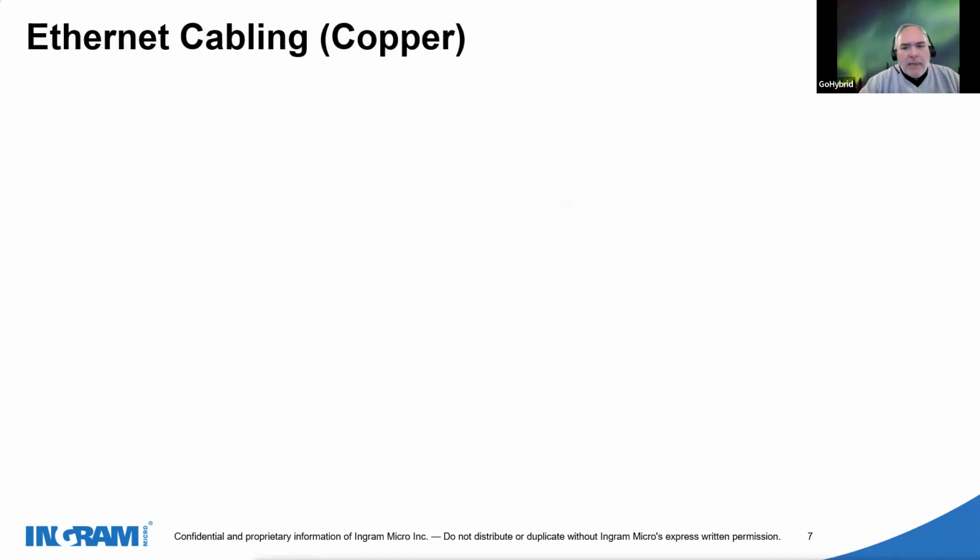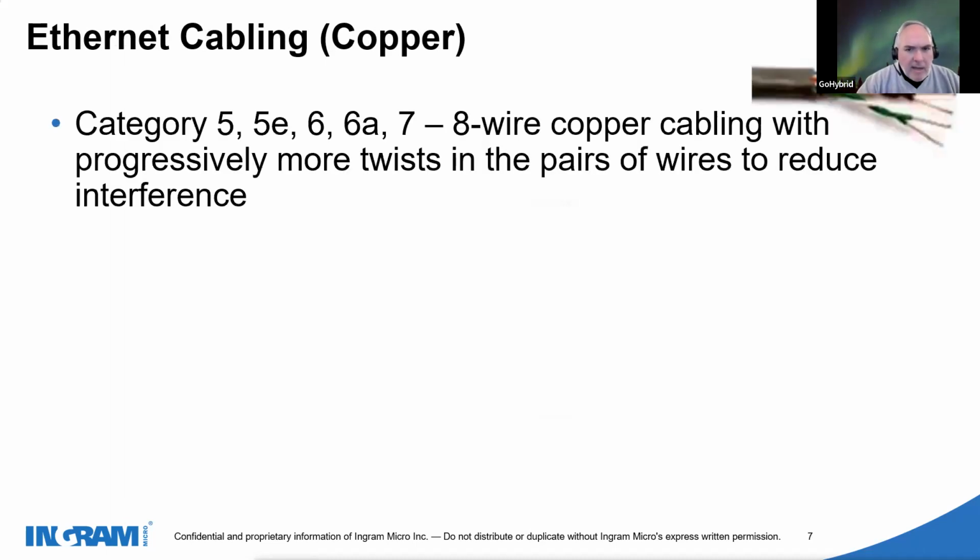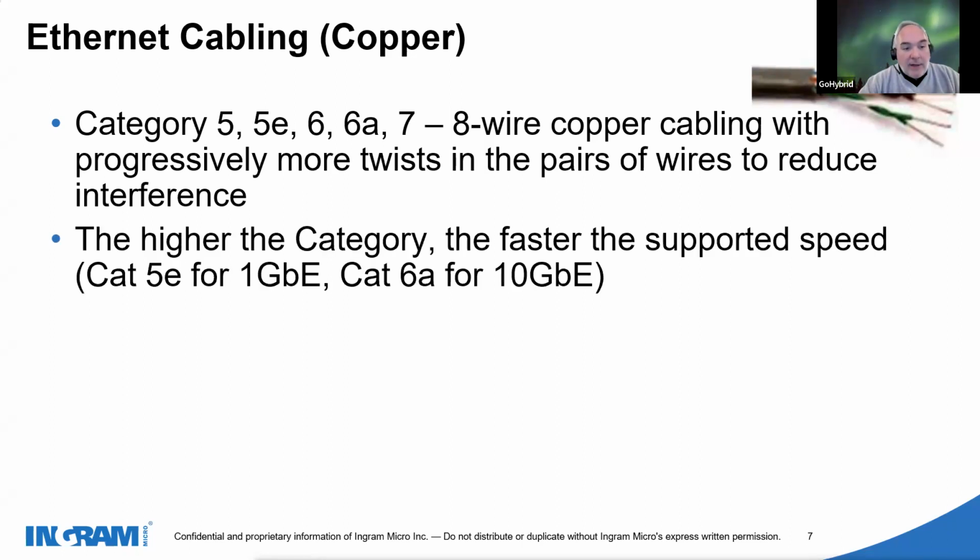When it comes to Ethernet cabling, there's a couple different types. First, we'll talk about copper cabling. Copper cabling comes in different categories: category 5, 5E, 6, 6A, 7. Each category of Ethernet cabling has 8 copper wires within it, with progressively more twists in the pairs of wires to reduce interference. So a category 7 cable has more twists per foot than a category 5 cable. The higher the category, the faster the supported speed.